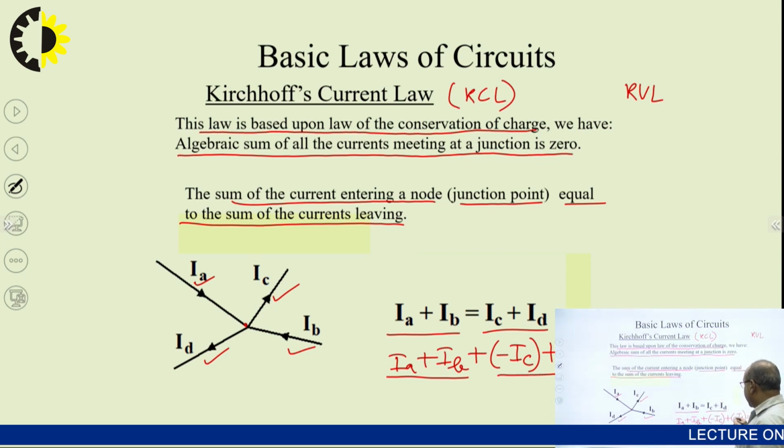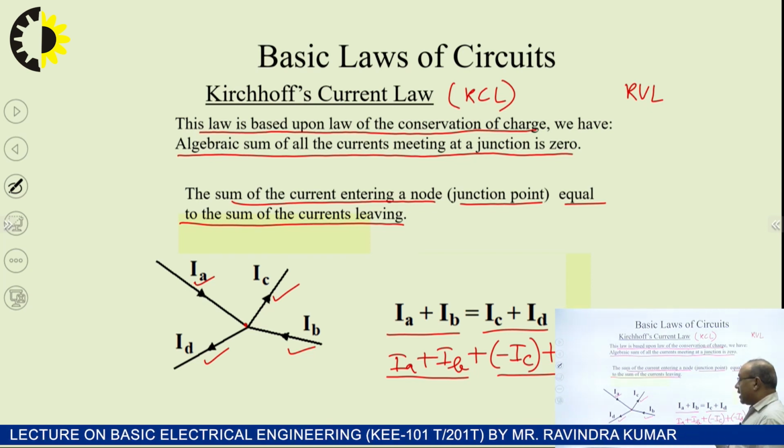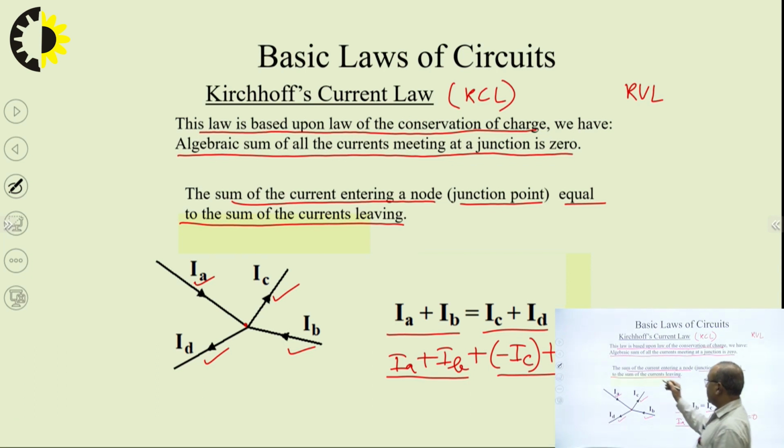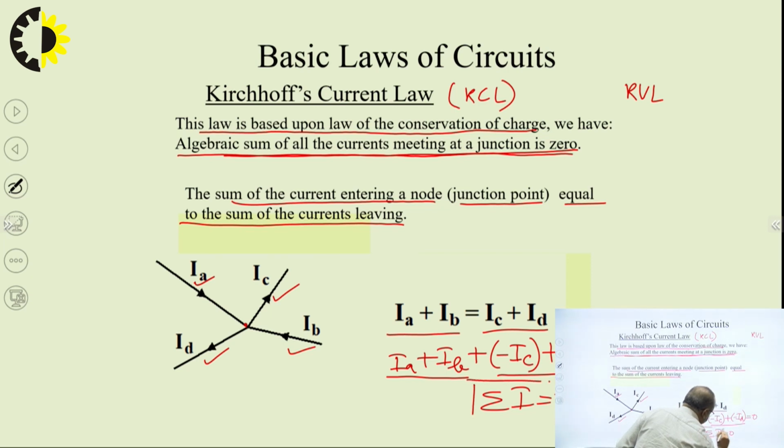So, we can write in this form: the algebraic sum of all the currents meeting at a node is 0. As per this, the algebraic sum of all the currents meeting at a junction is 0, or symbolically we can write it as sigma I equal to 0. So, this is KCL, Kirchhoff's current law.